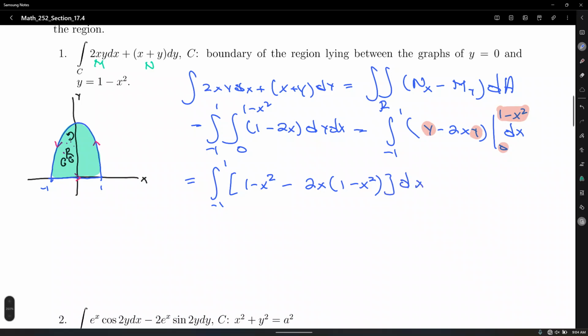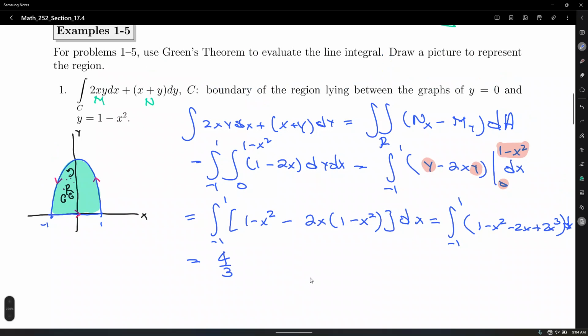Simplifying the integrand from -1 to 1, that's 1 minus x squared minus 2x plus 2x cubed dx. I'm not going to evaluate this Calc 1 integral, it would take a whole lecture, well, maybe not that long. I'm just going to give you the result: 4/3. That is the total macro circulation, or the work done by the force.